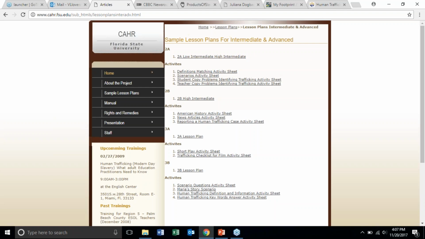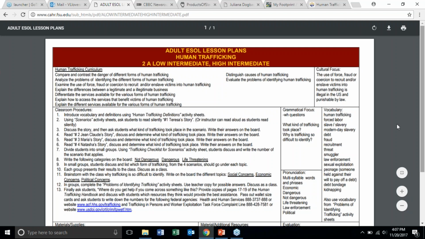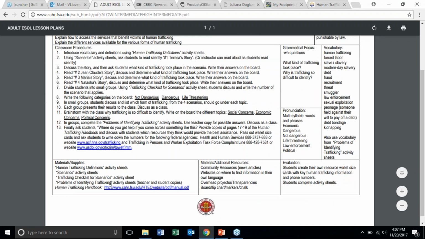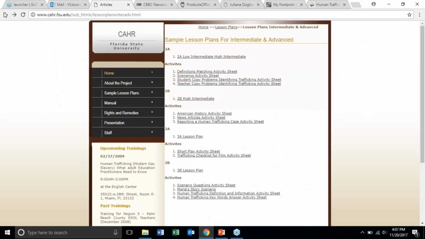If you look at the intermediate and advanced, we have it broken down into different sections. So we have the lesson plan, but we also have the handouts. In the lesson plans, and this is something you can explore on your own, you will see step-by-step procedures, but you'll see the connections that we have also with the different standards. You'll see what the grammatical focus is, what the pronunciation focus is, what the vocabulary is that you can use, and then you'll see the different kinds of resources over here, but also you'll get the different handouts within the activities that you're going to be doing with the students.